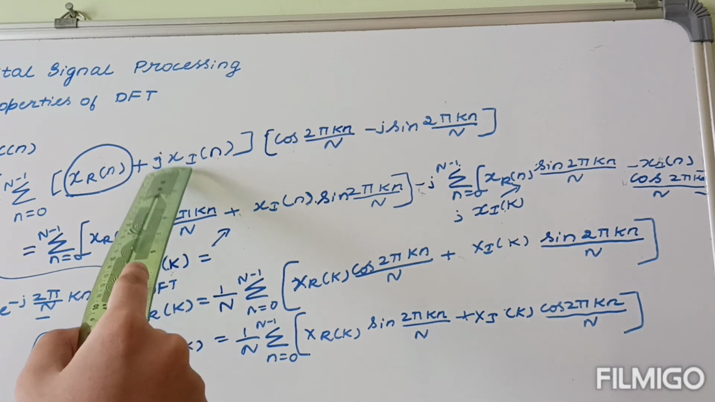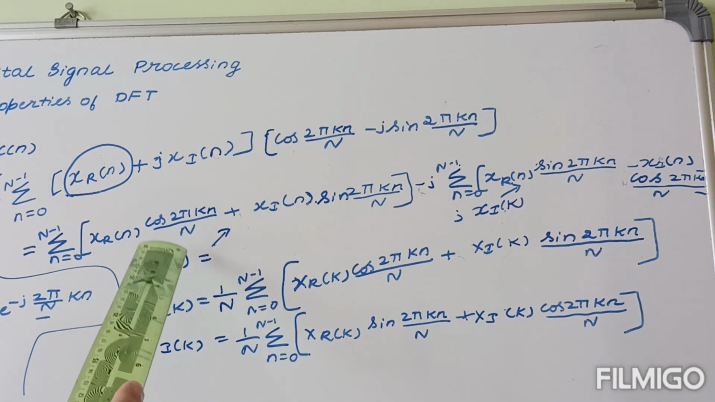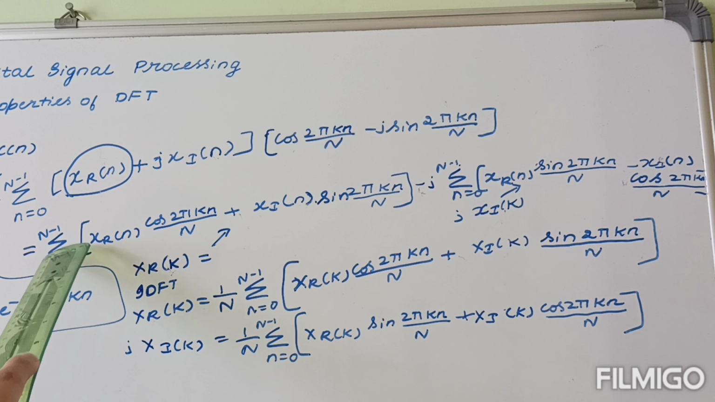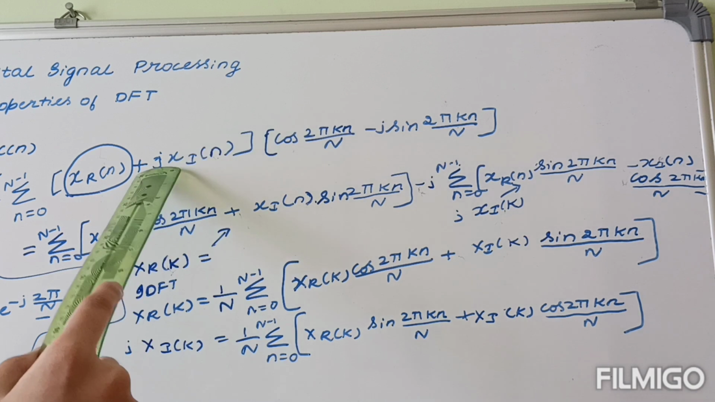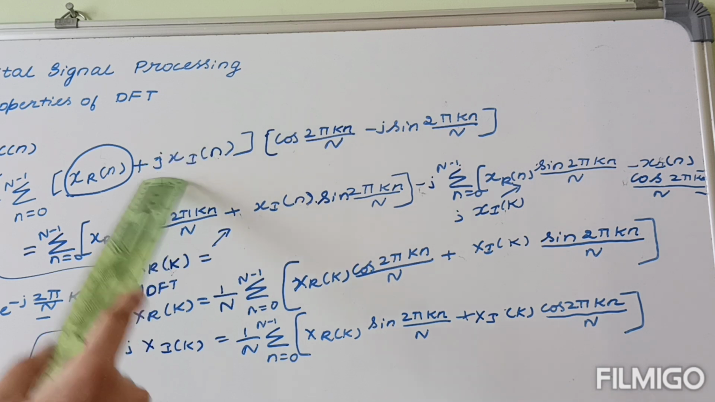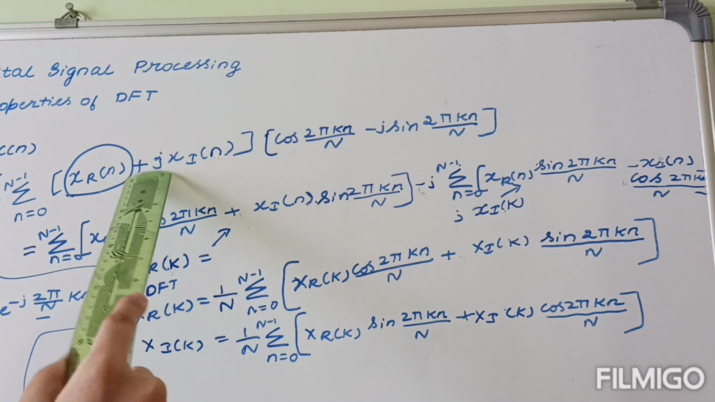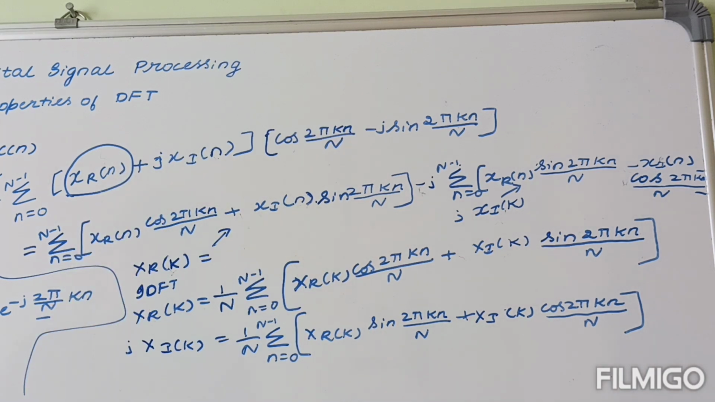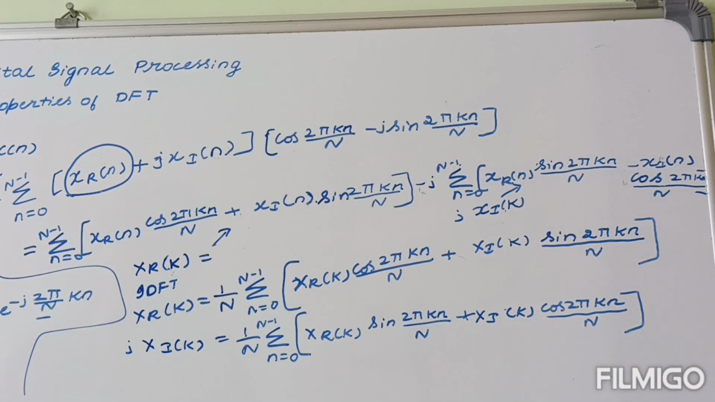Fine. Then if you take this jxi of n into cos 2 pi kn by N, you get jxi of n into cos 2 pi kn by N, like this only. Here you get j, that's all. And if you multiply this with this, this j and this j get eliminated. This minus j over here and this plus j over here always tend to 0. So that is why you get the resultant as xi of n into sine 2 pi kn by N.